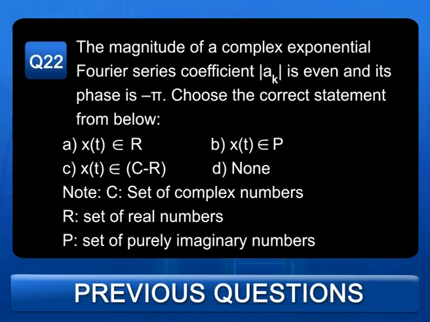The magnitude of a complex exponential Fourier series coefficient, mod a k, is even and its phase is minus pi.